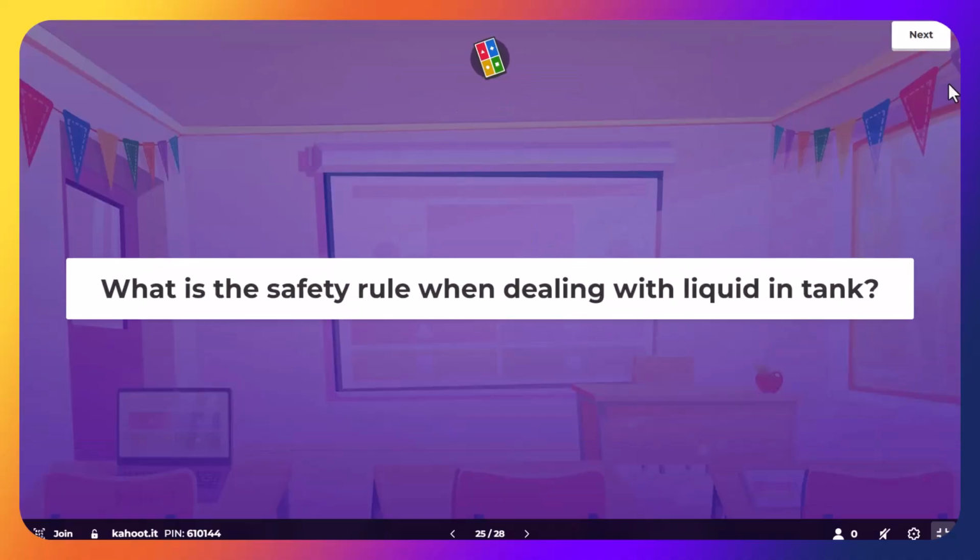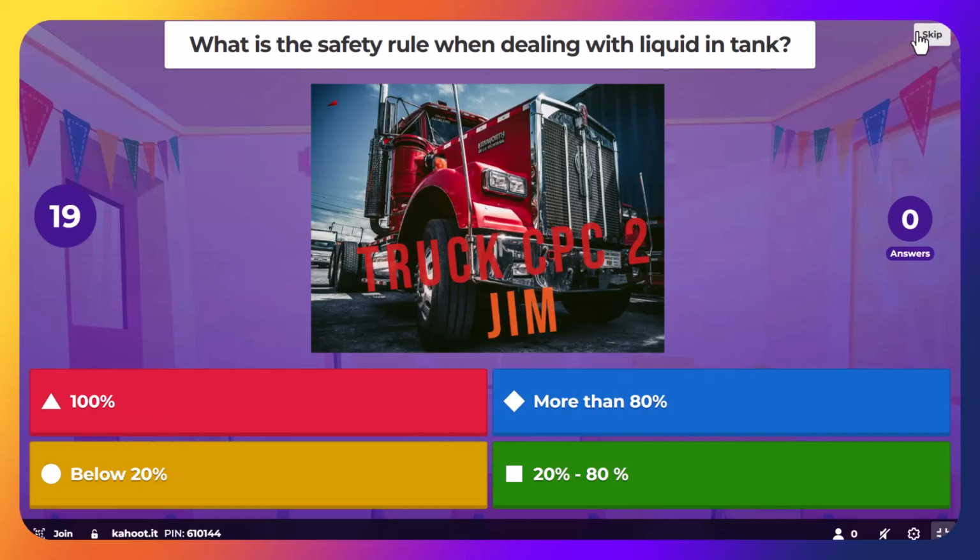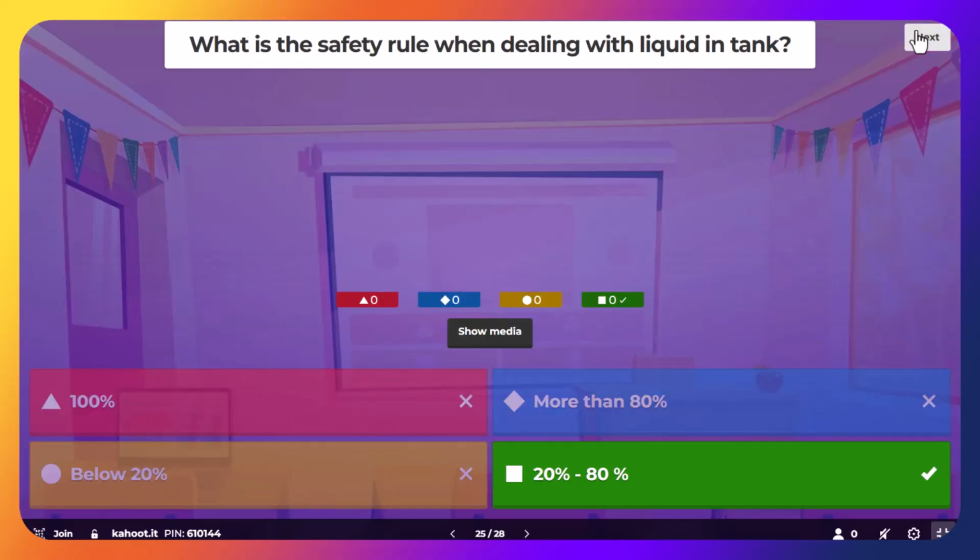Well, safety rule when dealing with liquid tank, that's the 20-80 rule, or the 80-20 rule. It has to be less than 20% full, so it's almost empty, or more than 80% full, so it's solid. It's not sloshing around. It's not surging forward and backwards, making the vehicle unstable.